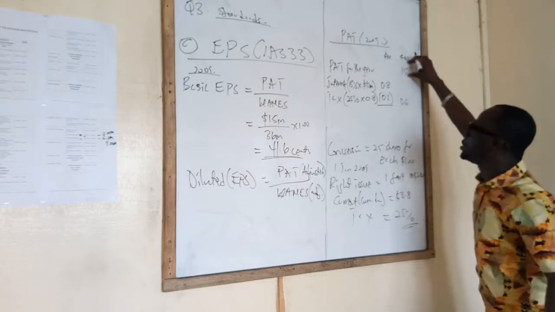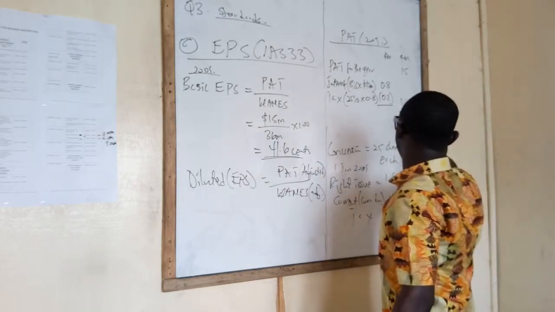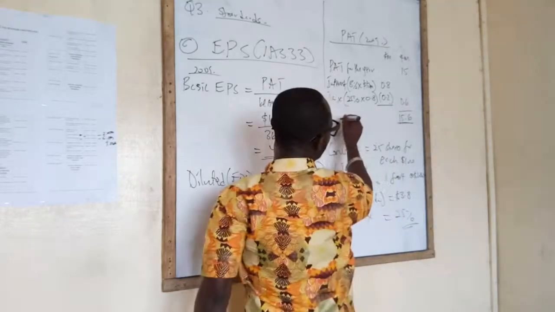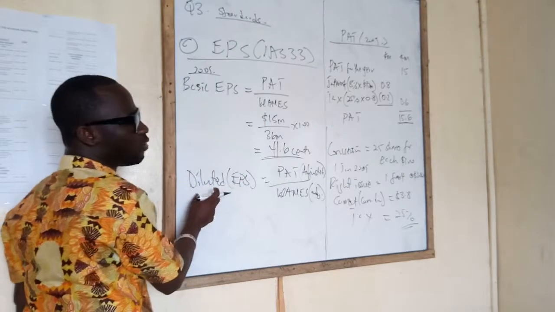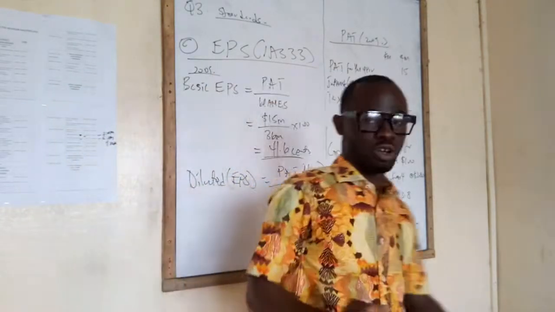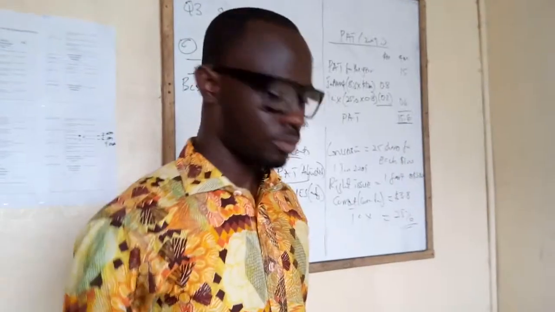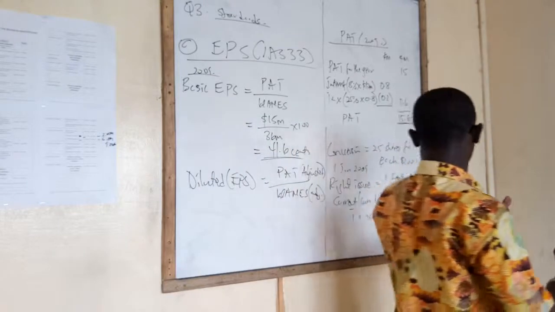So we add the 0.6 to the 15 million. That will give us 15.6. So this is now the part we are going to be using when we are dealing with what? The earnings per share. This is something you have to make sure you don't forget. Okay, so let's continue. So please follow the case very well.